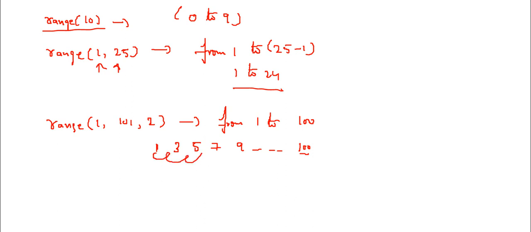Here this is the begin, this is the end, and this is the step. What is your step value? Suppose if you don't mention anything, by default the step value is 1. If you mention, you can mention any step value. This is the range function which we are using in Python.